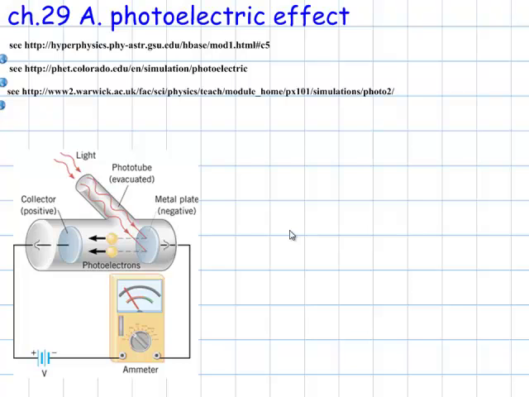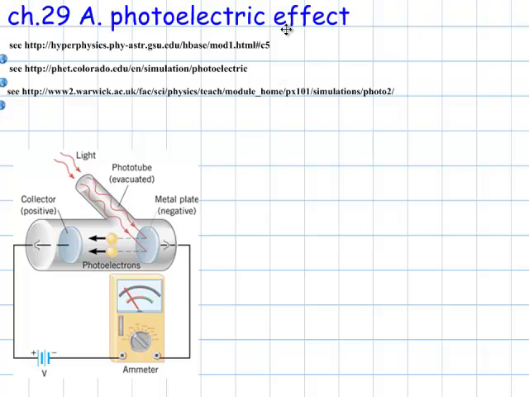This problem is about the photoelectric effect, and the problem reads: light is incident on the surface of a metallic sodium whose work function is 2.3 electron volts. The maximum speed of the photoelectrons emitted by a surface is 1.2 times 10 to the 6 meters per second. What is the wavelength of the light? That is the incident light.